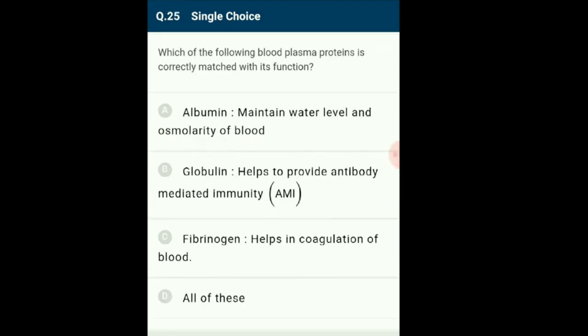Question number 25. Which of the following blood plasma proteins is correctly matched with its function? There are three main types of plasma proteins. First one is albumin. It retains the water level in plasma, therefore maintains osmolarity. Second one is globulin. It includes antibodies or immunoglobulin molecules that provide immunity. Fibrinogen. This plasma protein is converted into fibrin threads by the thrombin enzyme at the time of blood coagulation or clotting. So the answer for this question is option D.